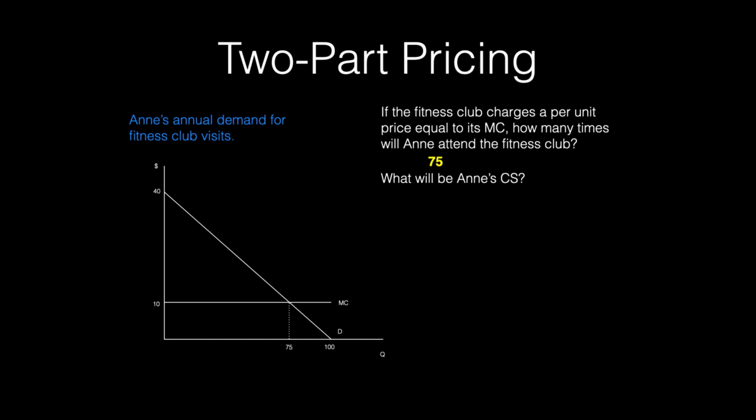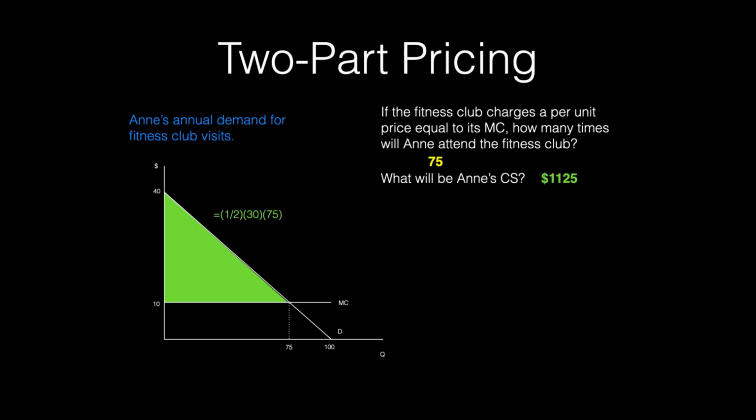What will be her consumer surplus? This is the area below the demand curve and above the price, which is 1/2 times height times base. That is $1,125. This is what visiting the fitness club over a year is worth to Anne. What will be the firm's producer surplus? That is the area below price and above marginal cost, which is zero.